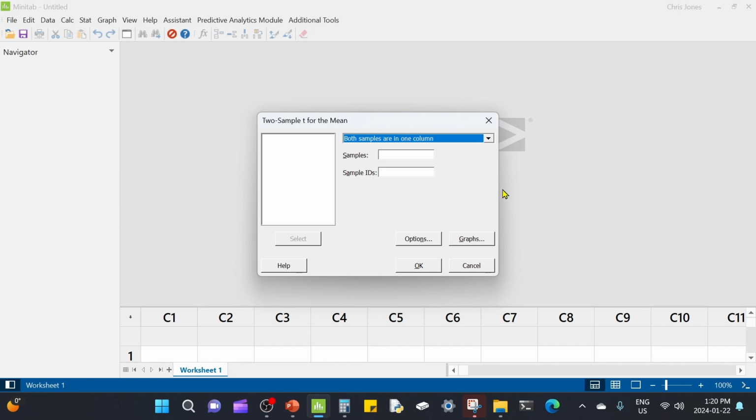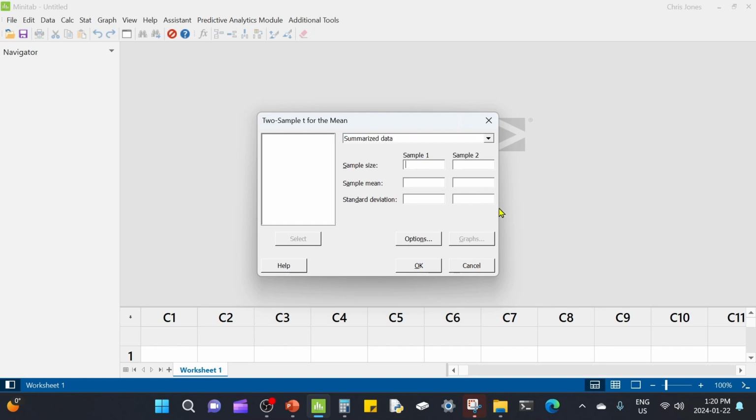And so this window comes up, and here we have various options. I'm going to choose summarized data because that's what I have. I have the summarized data, which means the mean values and the standard deviations for the 2 samples. So here now we have a dialog box where I can put in the sample sizes. Both samples were size 60. The sample mean in the first place was 5224. In the second place it was 5017. The standard deviations were 172 and 188.